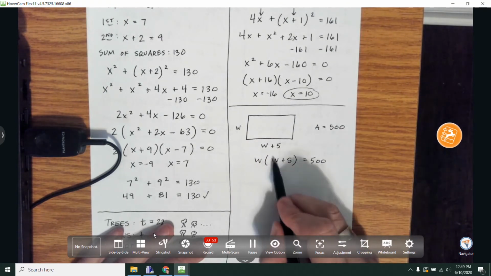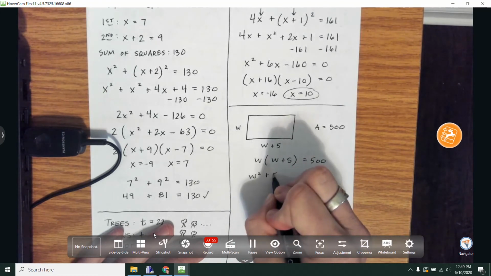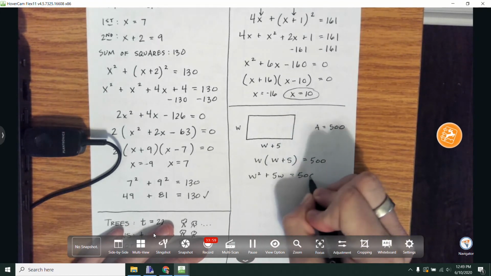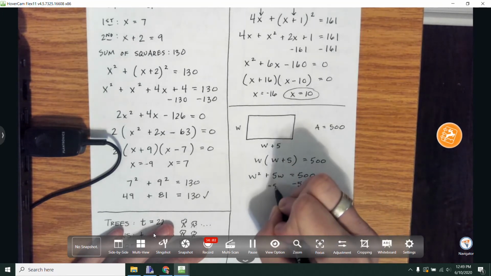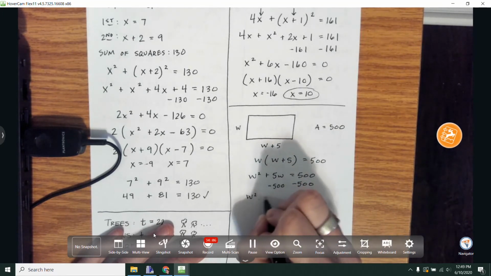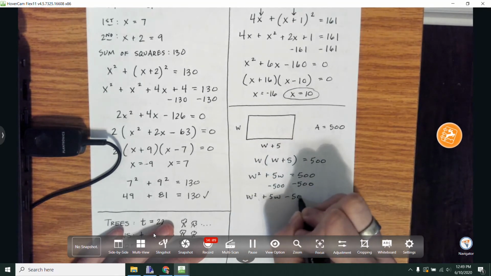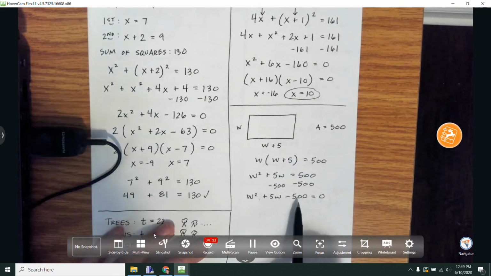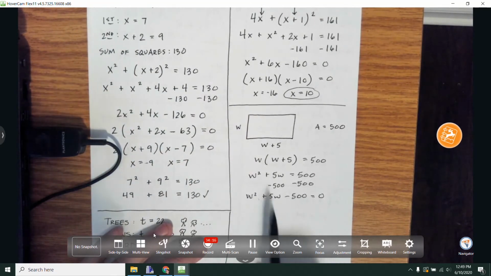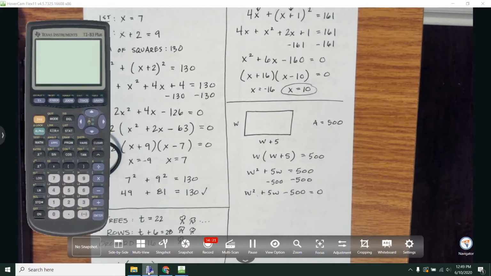So we're going to distribute this and say w squared plus 5w equals 500. We're going to subtract this 500, move it to this side. There's no like terms to add it with. So we just get w squared plus 5w minus 500 equals 0. And so we're looking for things that multiply to give us negative 500 and add to give us 5. So let's look at our calculator and see what we get on that. Y equals, put in that negative 500, divide it by x. And right there we can see that we got 20 and 25.